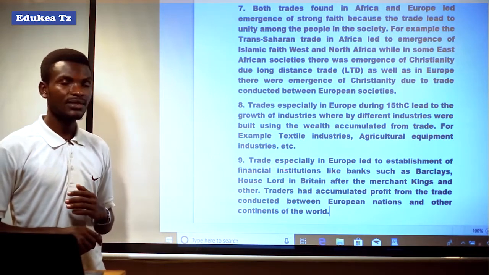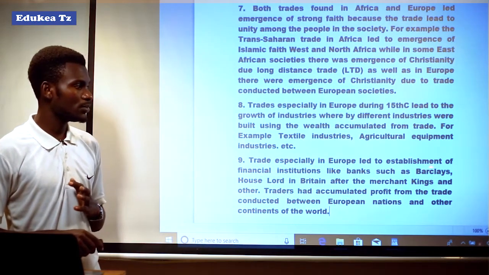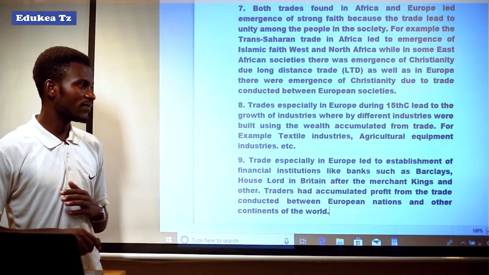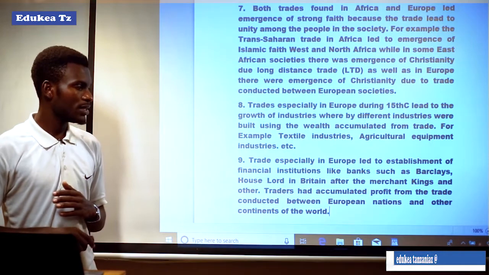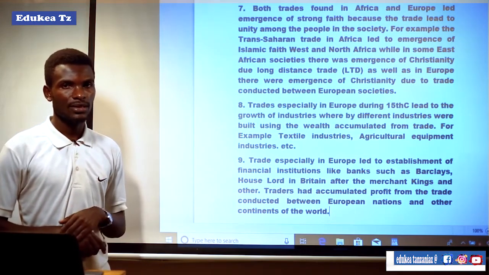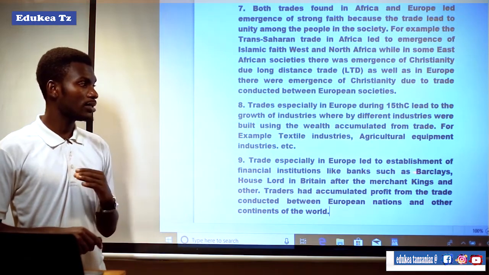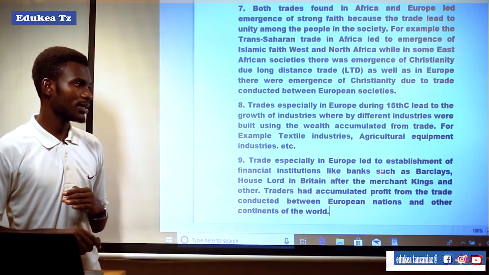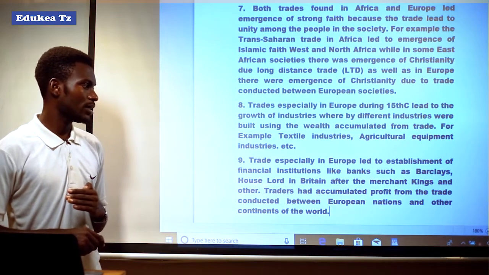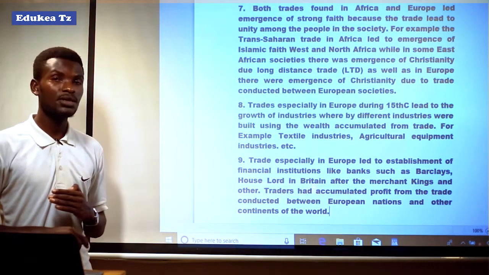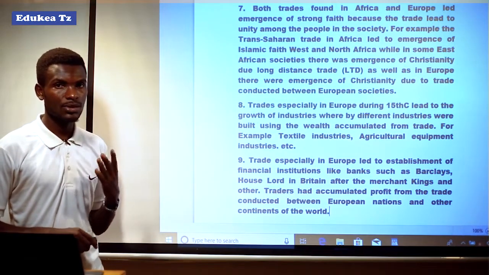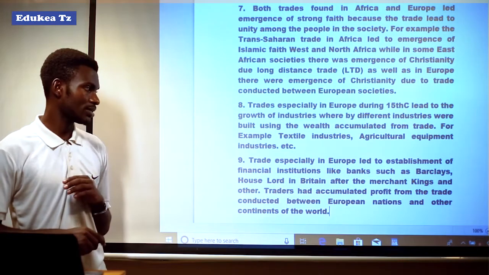Another significance of trading activities in both Europe and Africa was the establishment of financial institutions like banks, such as Barclays Bank and the House of Lloyds in Britain, after the Merchant Kings and others. It means that trading activities led to the emergence of financial institutions. For example, in Britain, there was the development of institutions like Barclays Bank of 1756 and the House of Lloyds. Another was the Amsterdam Bank in the Netherlands. That was the result of trading activities conducted between the European societies.